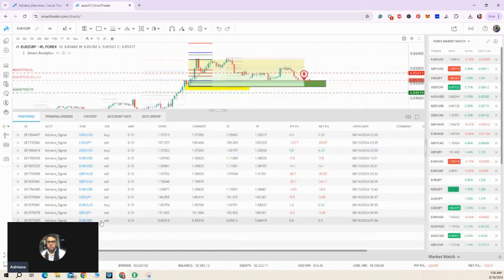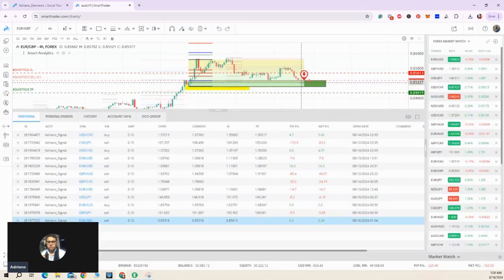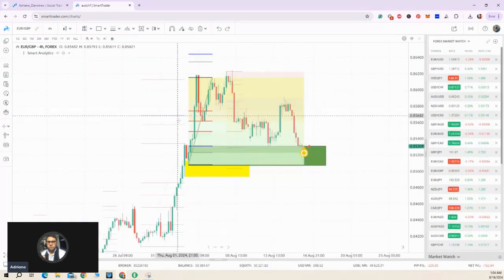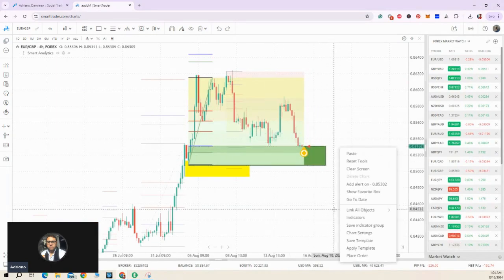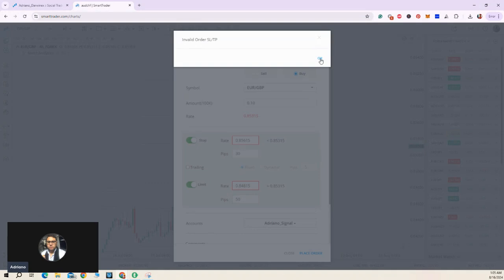Okay, so I'm going to delete this. Okay, so let's correct this. It's going to be a buy market order. Going to buy at this price. Stop loss is going to be 30 pips. Take profit 50 pips, please.